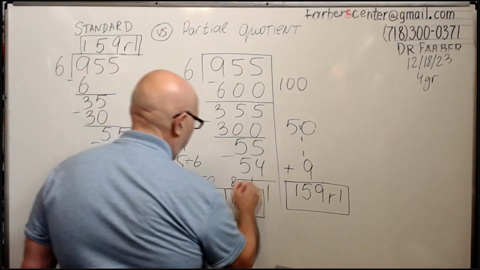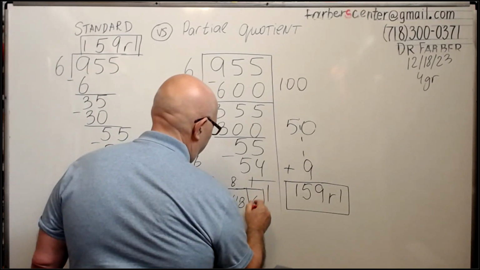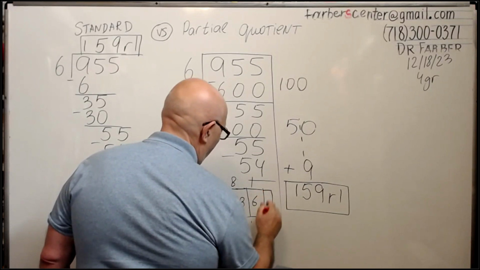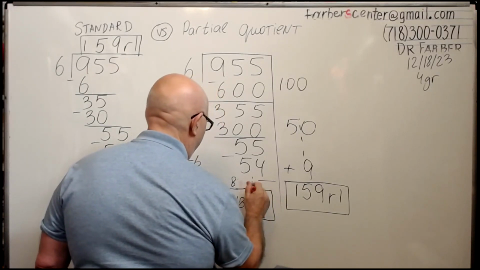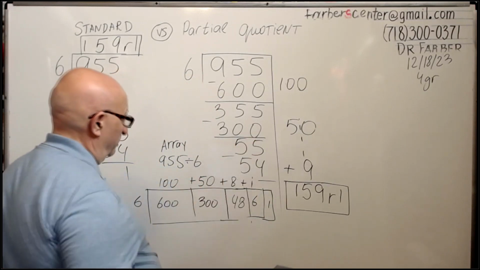And this one, you can have 6 and remainder 1. After that, add them up. If you add them up, you get the same results.